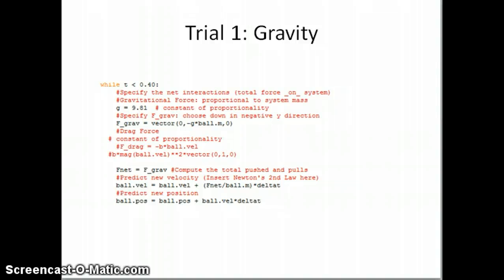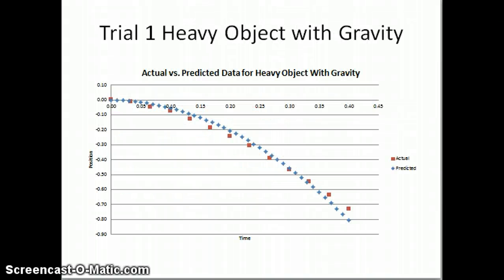After the program was run, the data was exported into an Excel spreadsheet, plotted and compared to the actual data. Here you can see the actual and the predicted data points match pretty well at the beginning, but the points deviate towards the end.